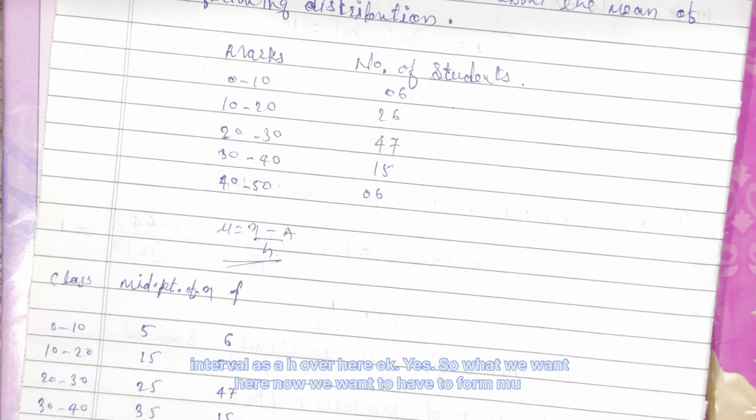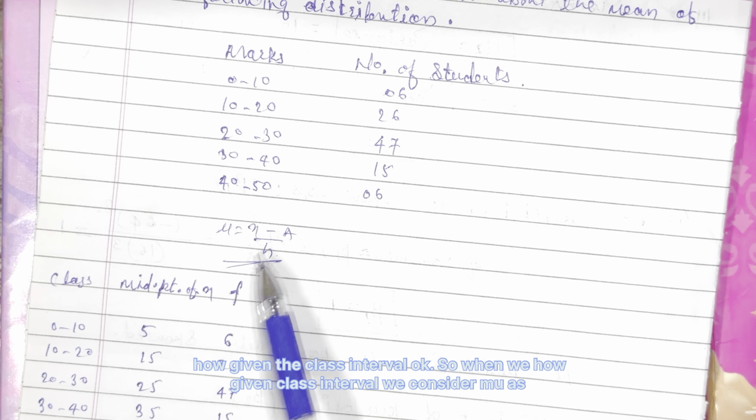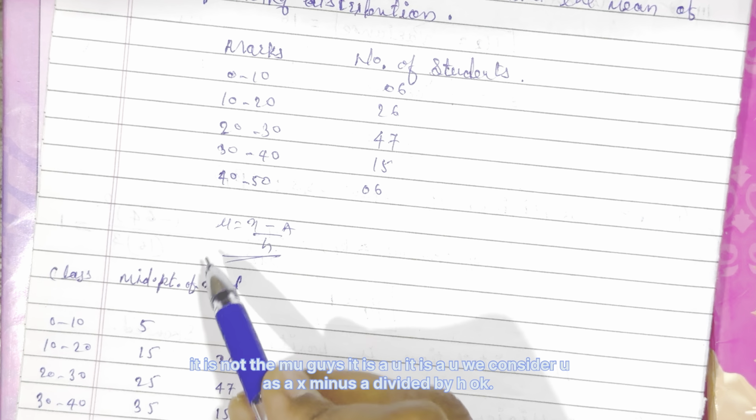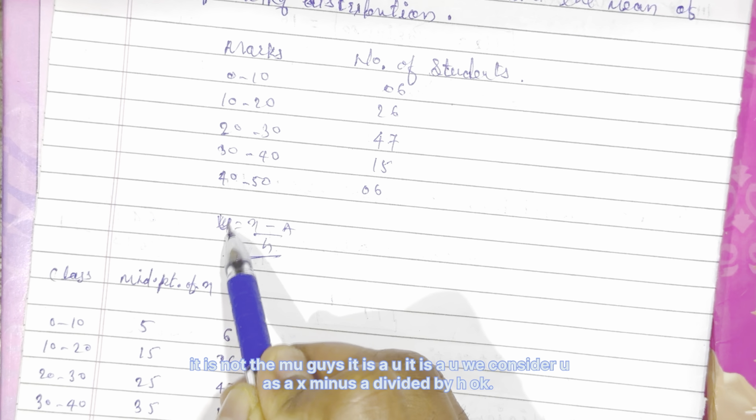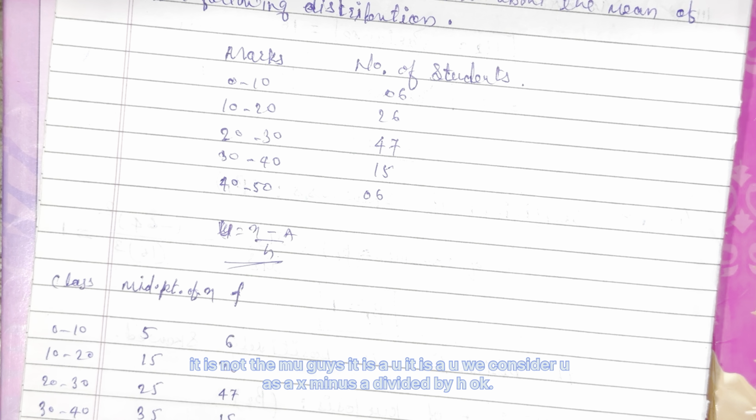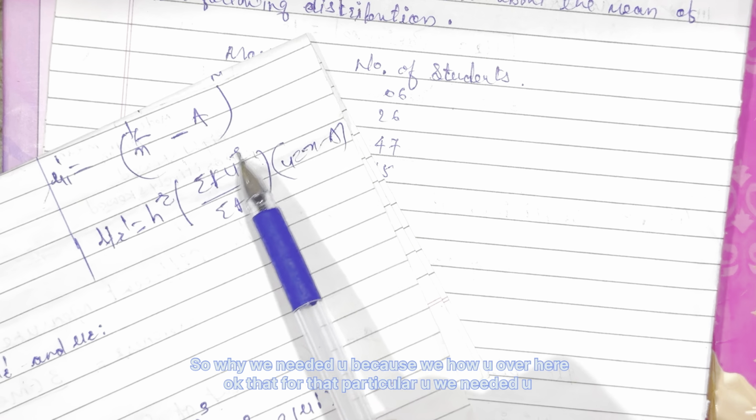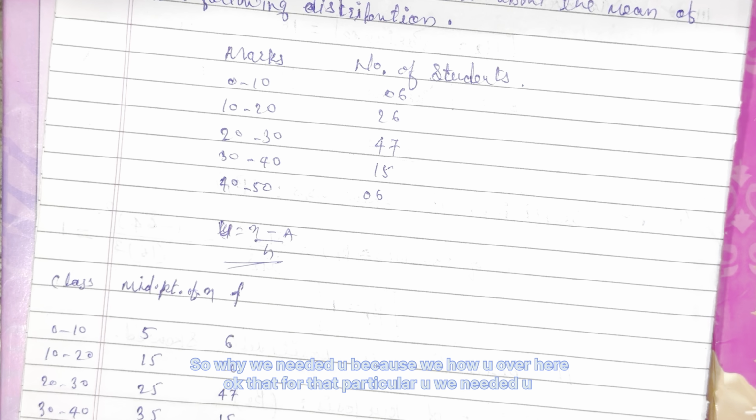Okay, so what we want now is the value of mu. We go on finding the value of mu first. But when we consider mu, when we have been given the class interval, we consider, it is not the mu guys, it is a u. We consider u as x minus a divided by h. So why did we need u? Because we have u over here, and for that particular u we needed this.